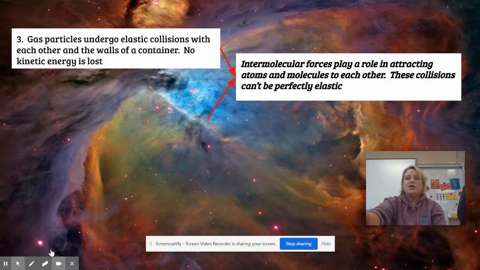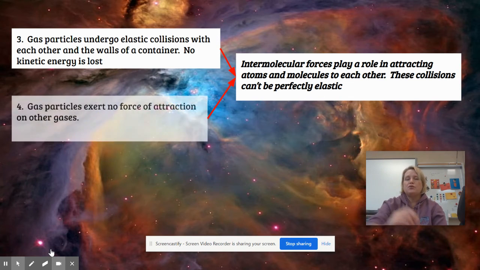We can use the same statement to refute the fourth postulate, that gas particles exert no force of attraction on other gases. Again, we've got intermolecular forces. We know that the larger the atom is, the stronger the London dispersion forces, or van der Waals forces, inside of those gas particles. So we know that there's a force exerted because each molecule or each atom will have its own force of gravity. So we can refute that one as well.